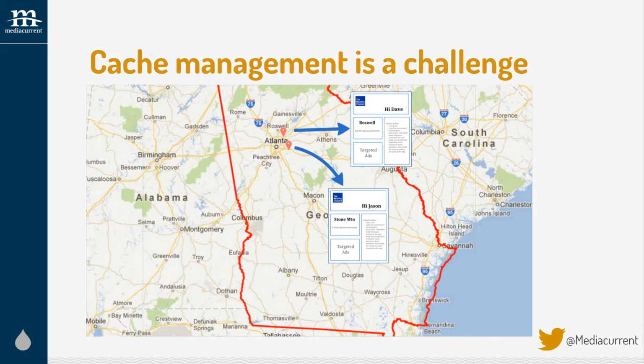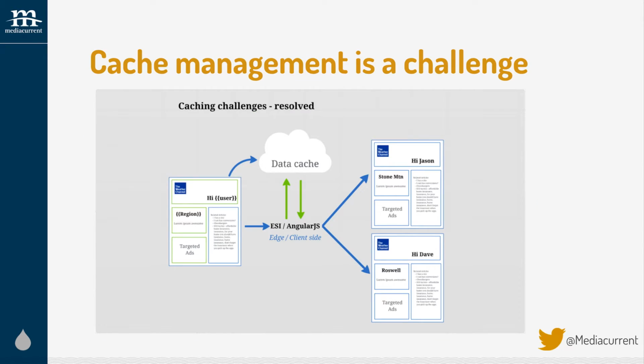If you're looking at a page, let's say this is an article page, and we've got Dave in Roswell and Jason in Stone Mountain, they're going to get data that's relevant to their location and to the weather that's around them. I mean, the articles themselves might be based on whatever that weather data is. So those look like two very different pages, but in reality, we're just serving up the same base page.